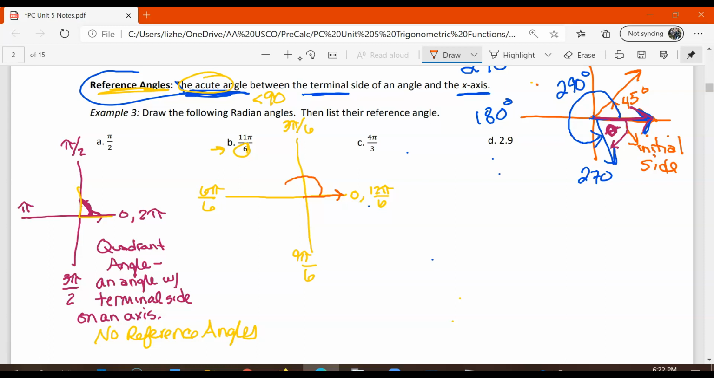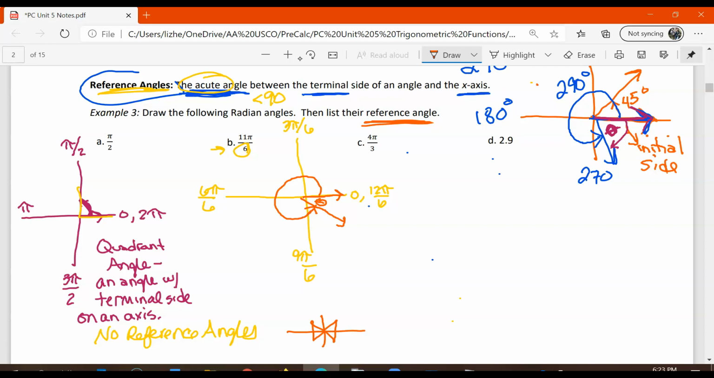is going to go all the way around to about, there, right there. There is the angle in orange of 11 pi over 6. But then the other question is find the reference angle. So remember the bow tie, which is right here. One of those is the reference angle. So in this case, this is my reference angle.